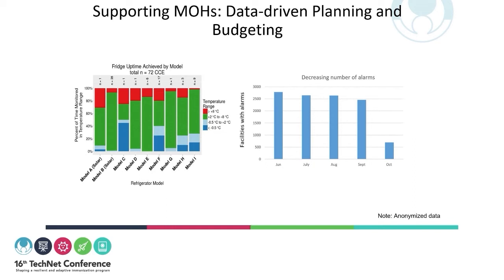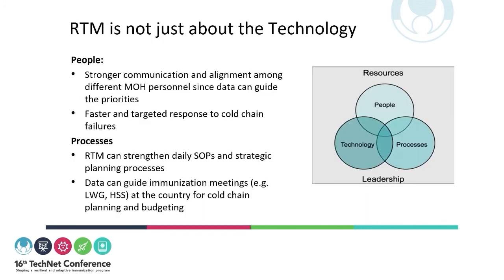And therefore, we have seen a trend of decreasing number of alarms. For example, from June this year, they were almost close to 3,000, but now up to October this year, it's almost less than 1,000. So this is a lot of improvement in the functionality of our cold chain equipment.